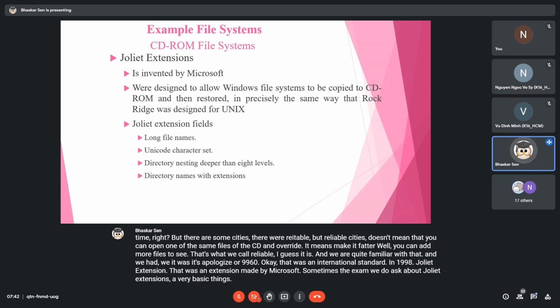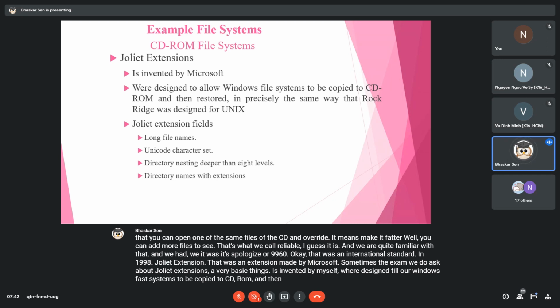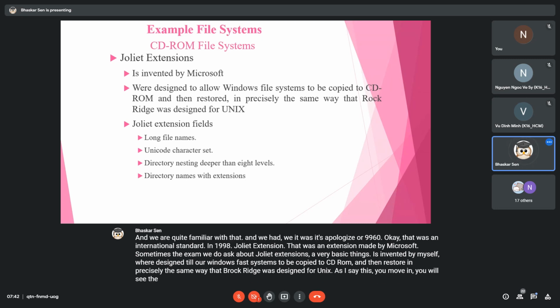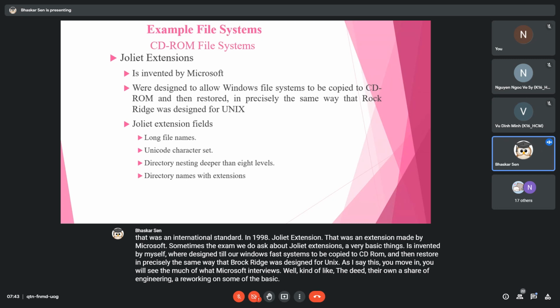It was invented by Microsoft, designed to allow Windows file systems to be copied to CD-ROM and then restored in precisely the same way that Rockridge was designed for Unix. As I say, as you move on, you will see that much of what Microsoft introduced was their own share of re-engineering or reworking of some of the basic technologies that were introduced earlier, chiefly by Unix.